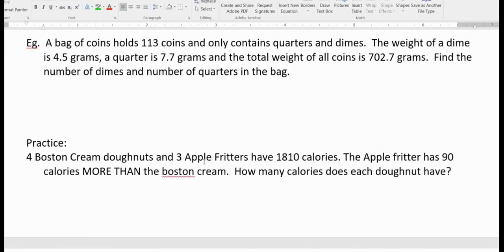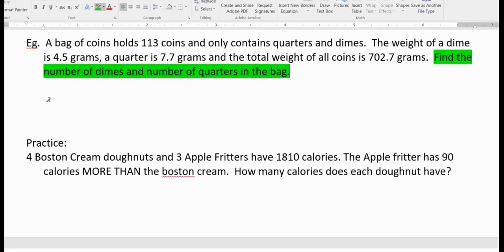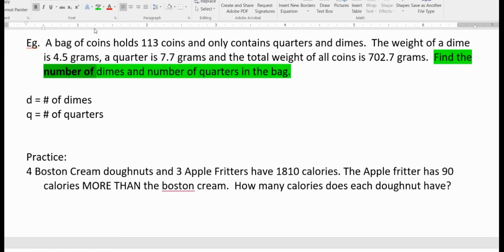Now we're getting into harder ones. A bag of coins has 113 coins, and it contains only quarters and dimes. We know the weight of a dime, the weight of a quarter, and the total weight. I'm going to start with the last sentence: find the number of dimes and the number of quarters in the bag. So that's going to be my 2 letters. D and Q are my 2, so D. And be careful, you have to write number of dimes, not just dimes. It tells you in the last sentence what you're actually looking for.